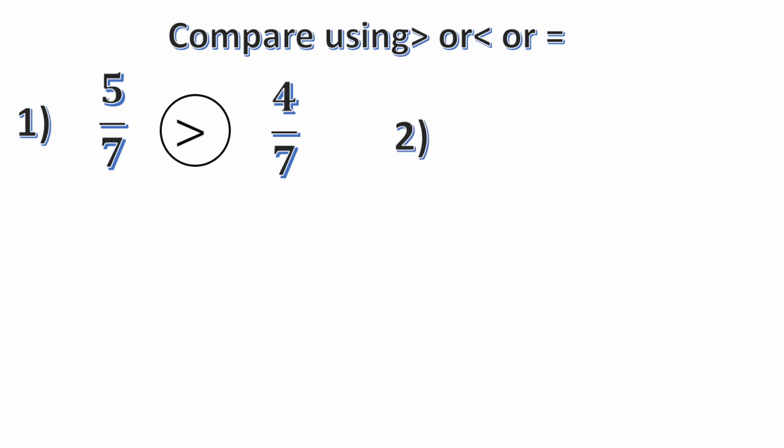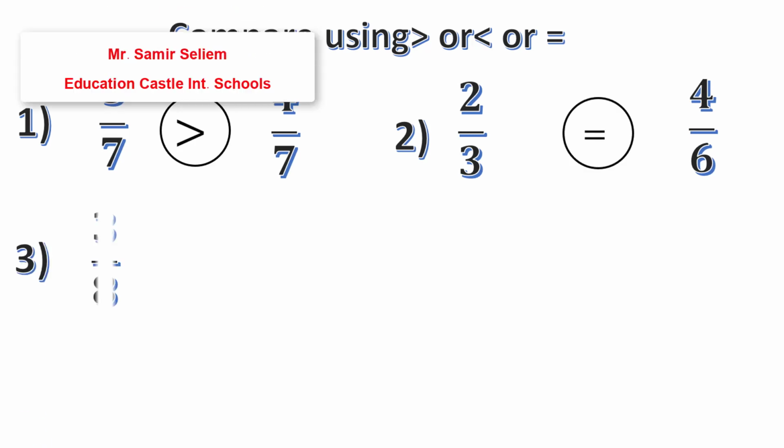Number 2, another fraction, 2 over 3 and 4 over 6. Listen, we can use cross products here. 2 times 6 equals 12. 3 times 4 equals 12. So write equals.